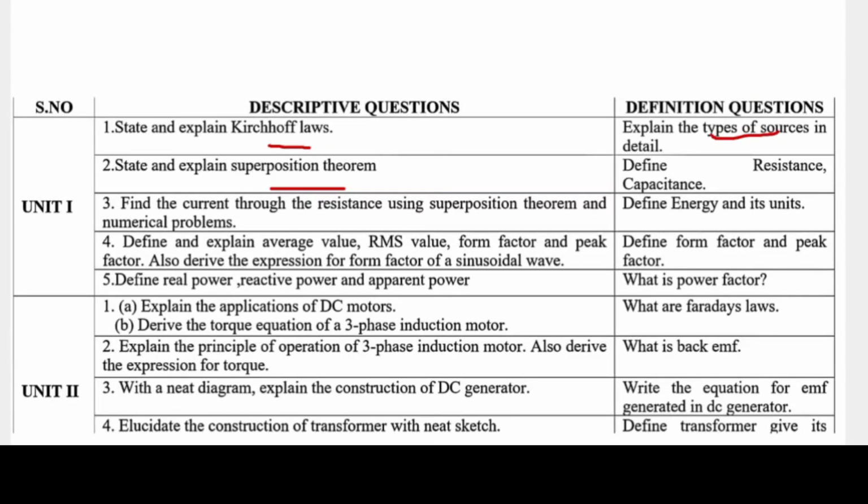Coming to definition questions, they will ask about capacitance, resistance, inductance, like that. Find the current through a resistance using superposition theorem, and any numerical problem will come. That is very important. In your syllabus it is up to superposition only.